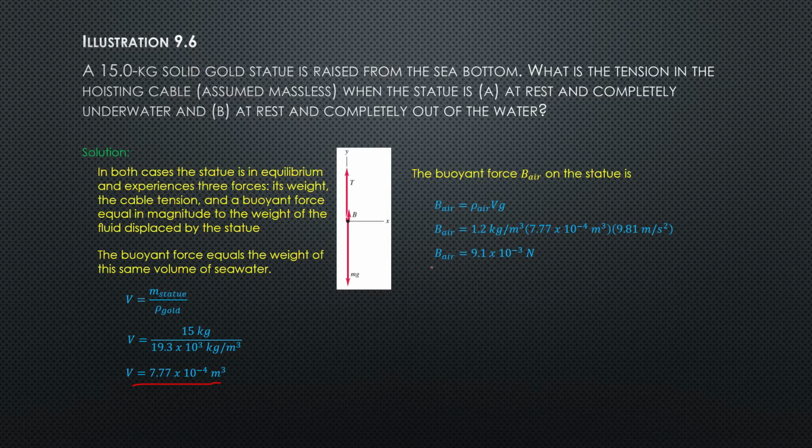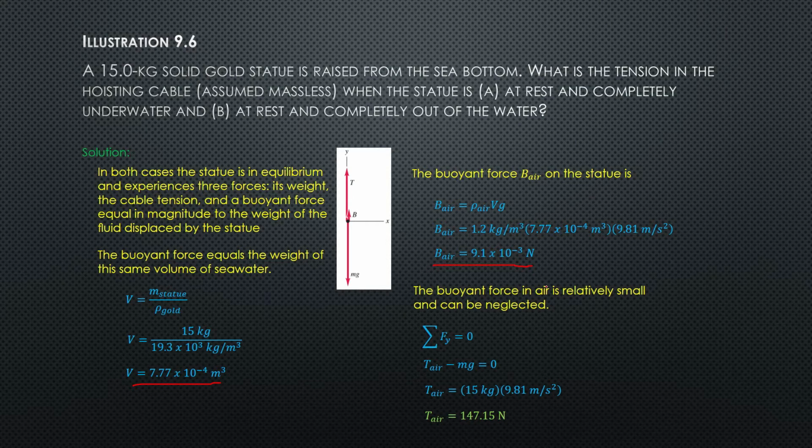So this is probably negligible because it is very small. Okay, so the buoyant force in air is relatively small and can be neglected. So therefore, summation of forces along y, okay, since the buoyant force on air is neglected, we will not consider this anymore. So therefore the tension in air will be equal to the weight of the statue.